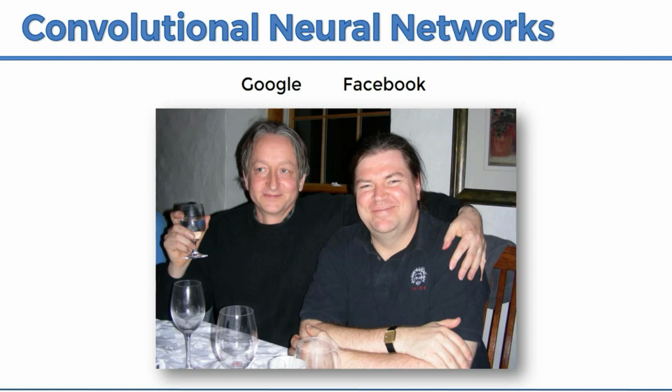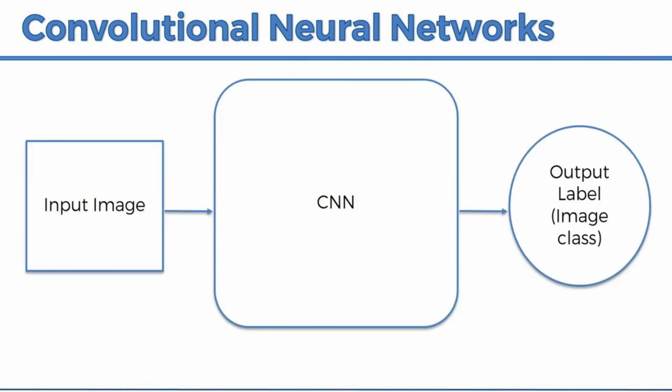So moving on to how convolutional neural networks work. You have an input. It's very simple. It's very straightforward. So you have an input image. It goes through the convolutional neural network, and you have an output label. So it classifies that image as something like a cheetah or a bullet train or something else.